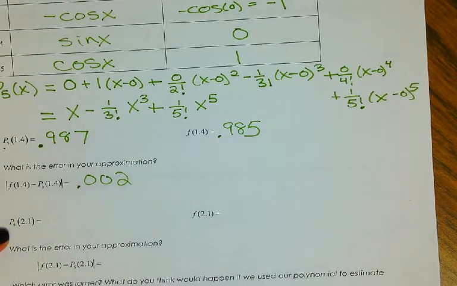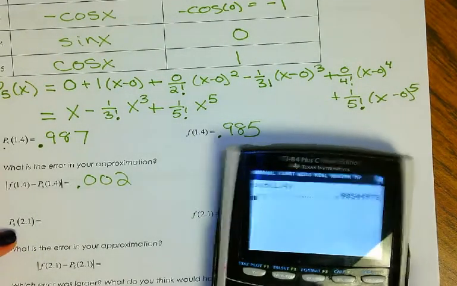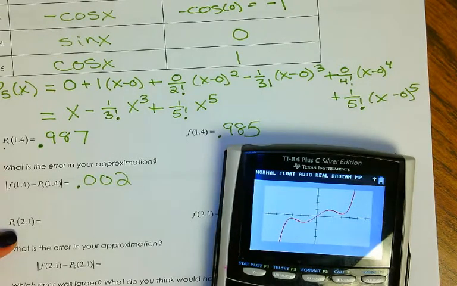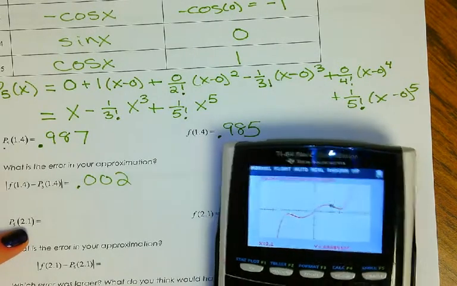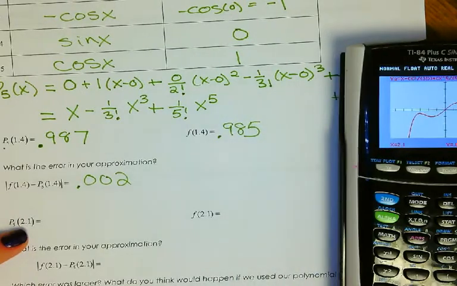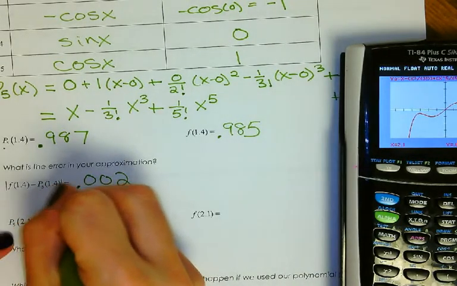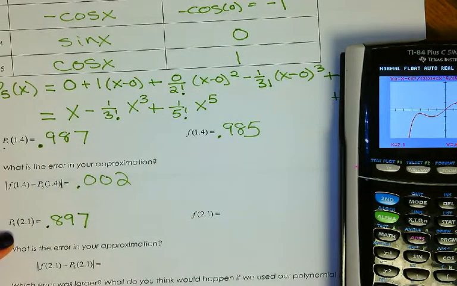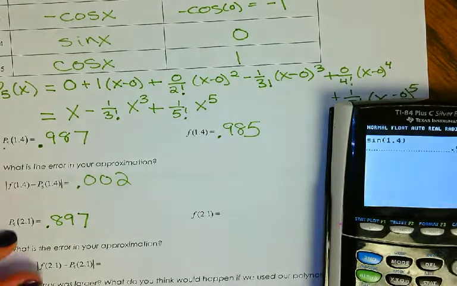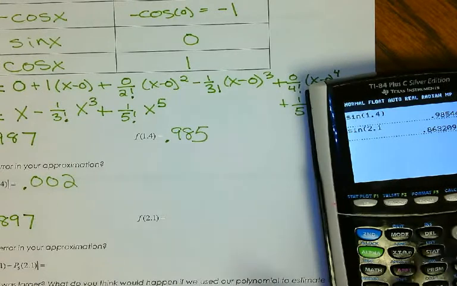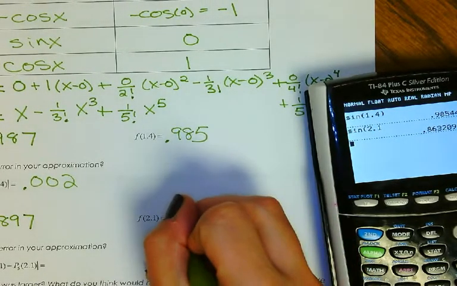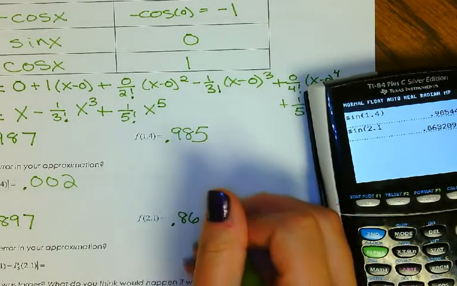And so then, if I did the same thing, but I wanted to evaluate it at 2.1, I'm going to go back to my graph here and do second calc value. And now I'm going to try it at 2.1. Again, this is approximating using the polynomial. This time I got 0.897. And then if I wanted to figure out what sine of that was using my calculator, I could type that in. And I'm just doing this, normally these questions on the AP exam would not be calculator active, but I'm just trying to show you what you're actually doing.